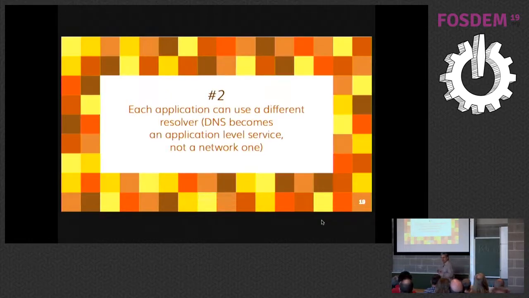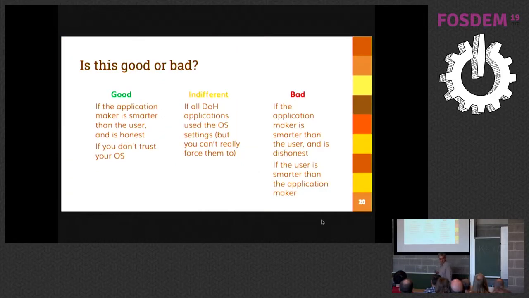Then the second change, each application using a different resolver. Is this good or bad? Well, it depends. If you think that the application is smarter than you, this is the argument that I've heard from Mozilla, for example, that is promoting this. So the user would like to get privacy and security, but they are not technical enough to change the DNS, so we're changing it for them. And this is actually true if the user is not smart enough but trusts the application provider, and the application provider is honest, so he's actually doing this on behalf of the user and thinking of them.